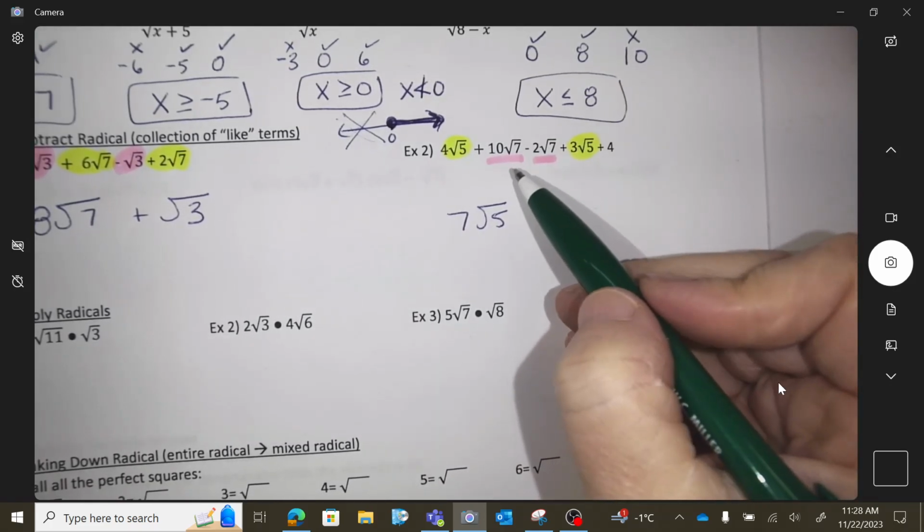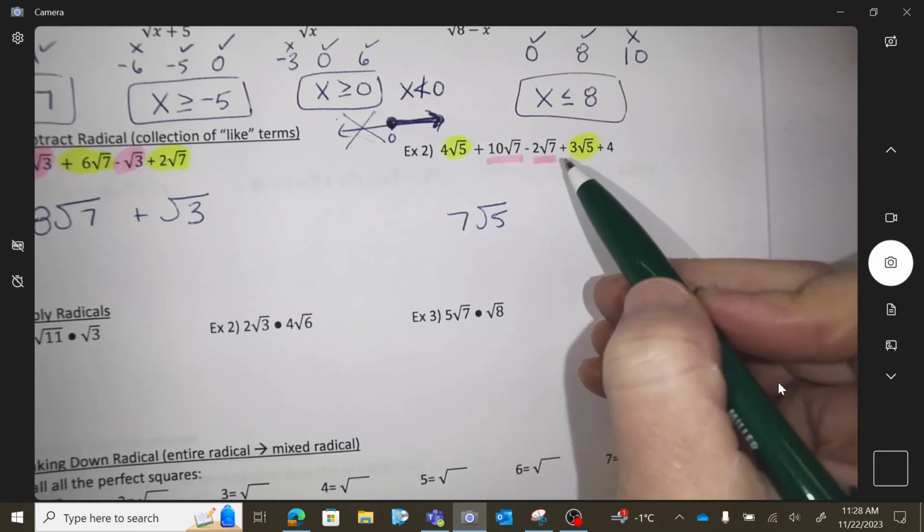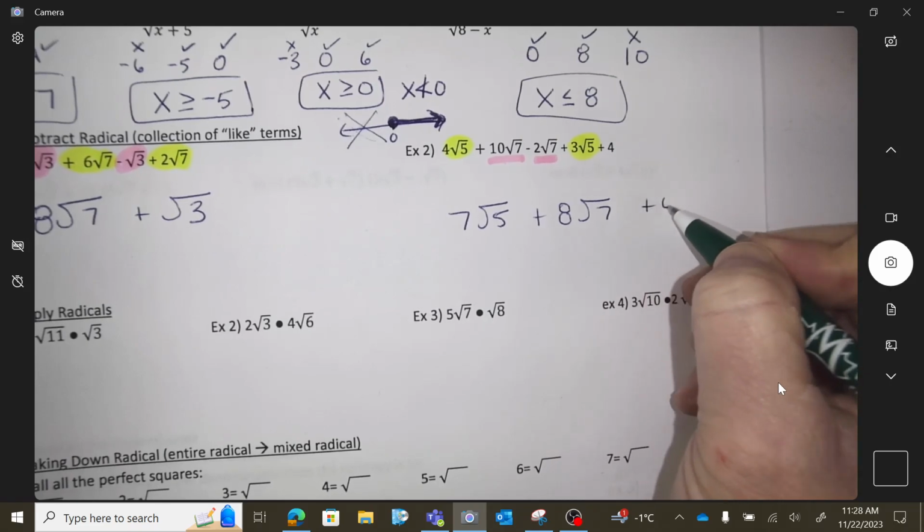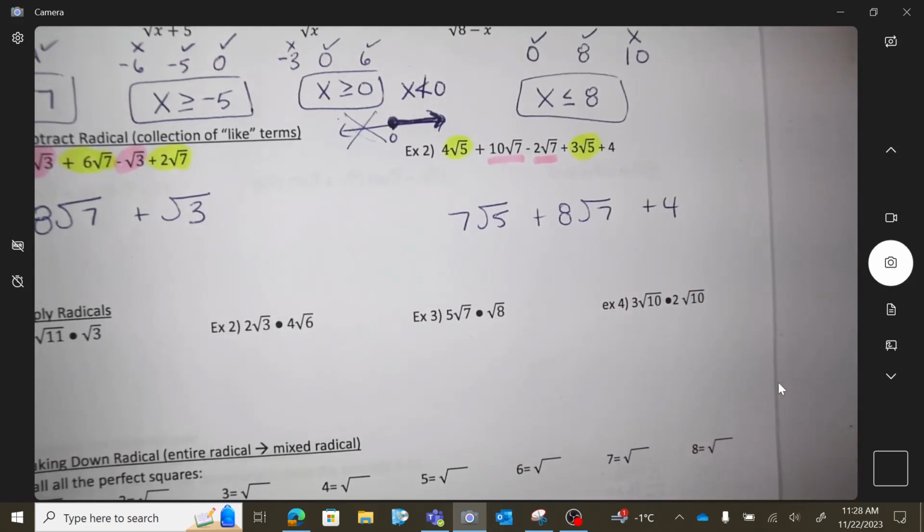And how many root 7's? I had 10, and then I took away 2. Okay, and then there's a plus 4, and it cannot be put in with anything because it doesn't have anything similar to it. So you have to make sure it's there.